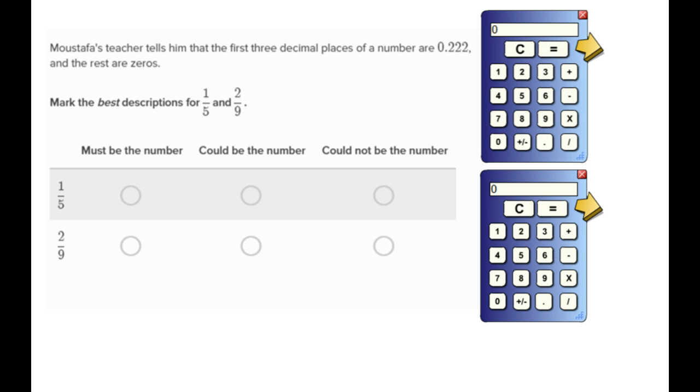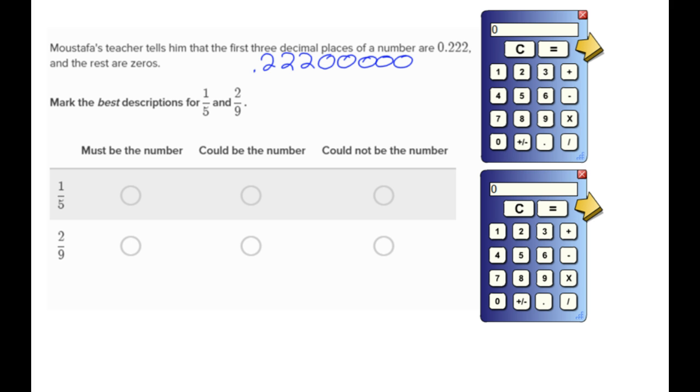Here it says the teacher tells him that the first 3 decimal places of a number are 0.222, and the rest are zeros. Okay, so it is 0.222, and the rest are zeros. That means it terminated or stopped. Okay, well, mark what is best for 1/5.